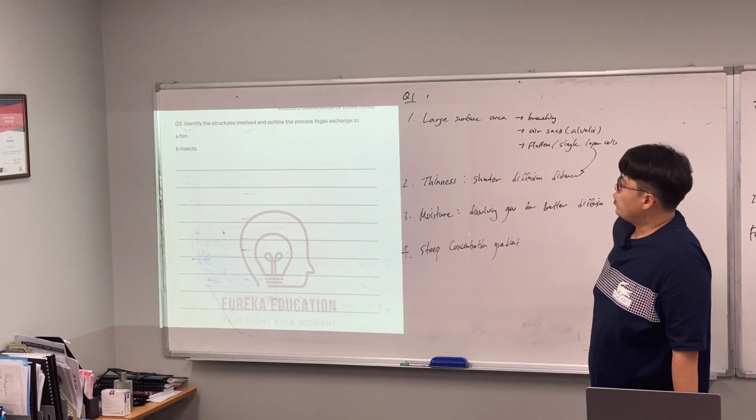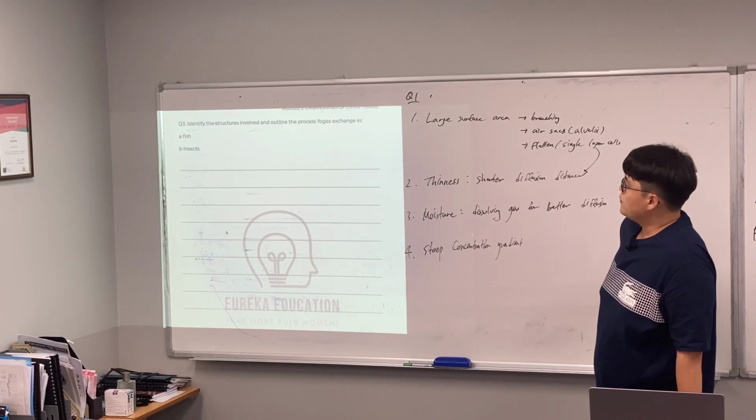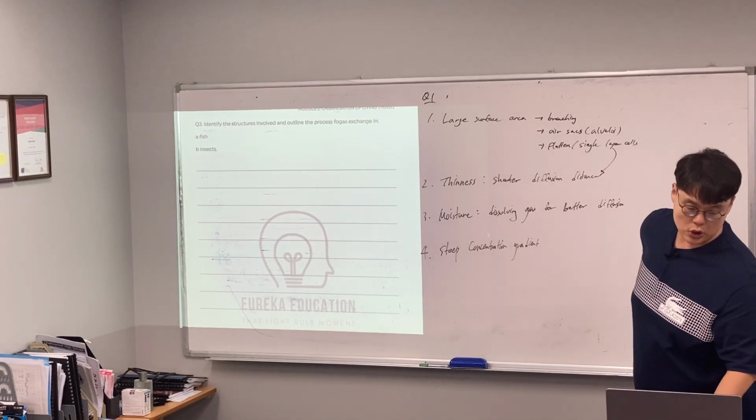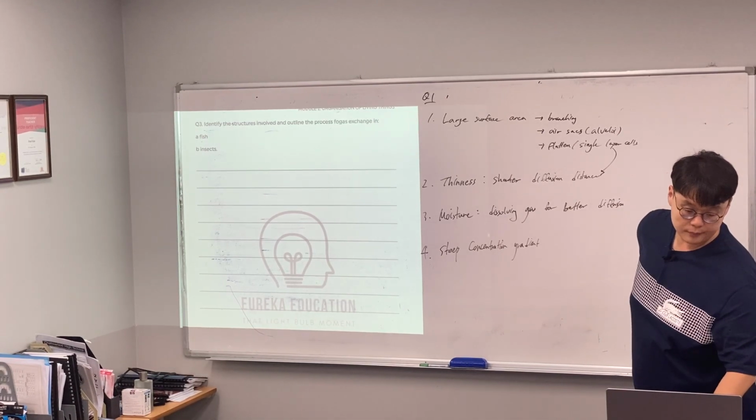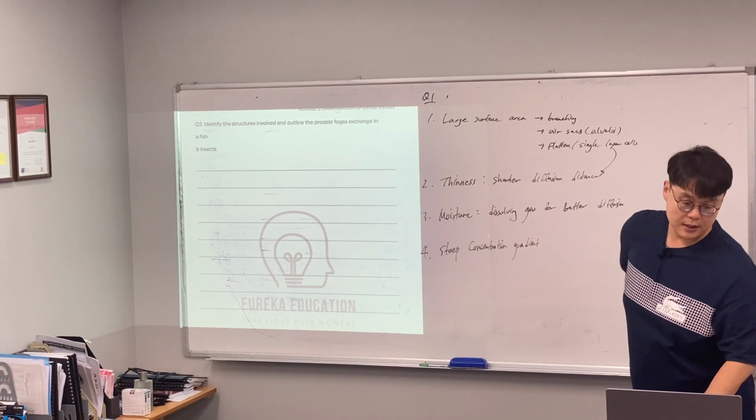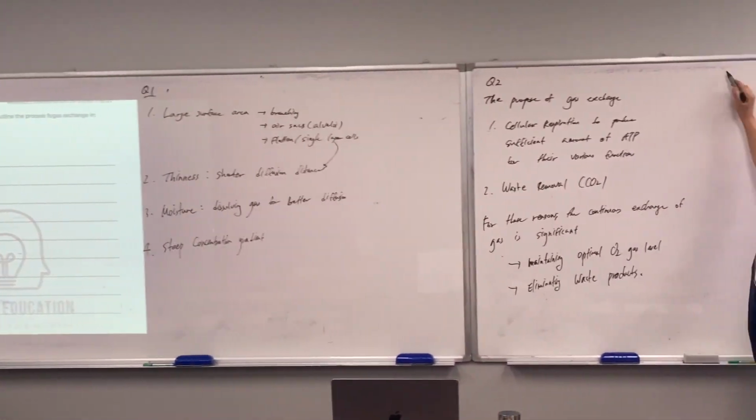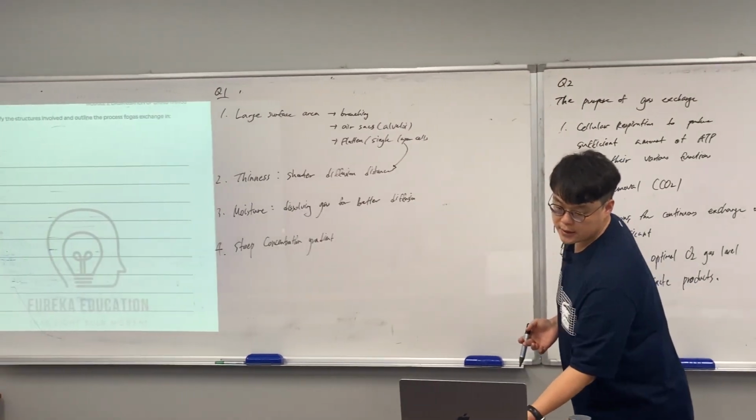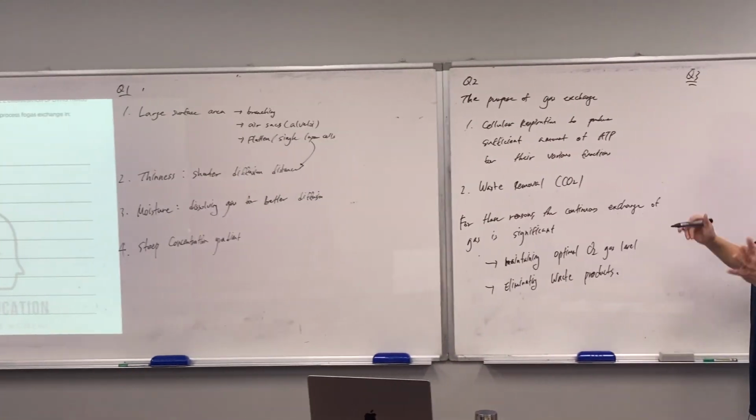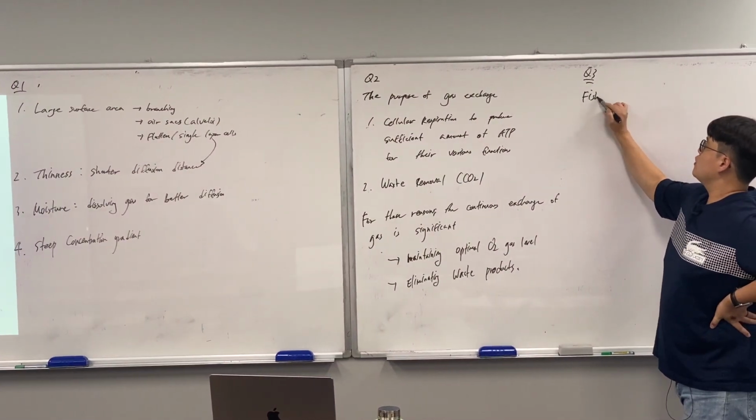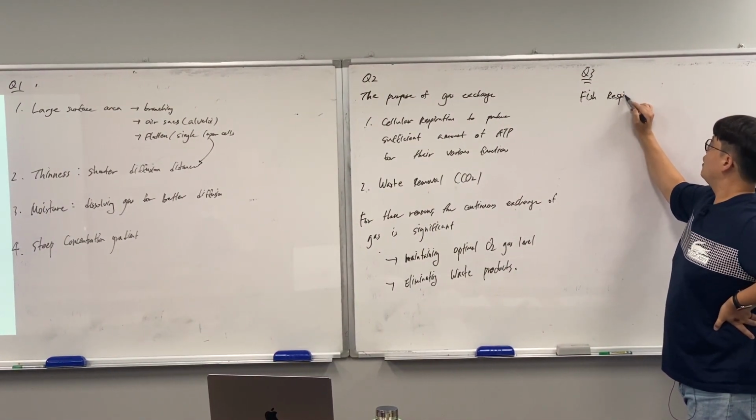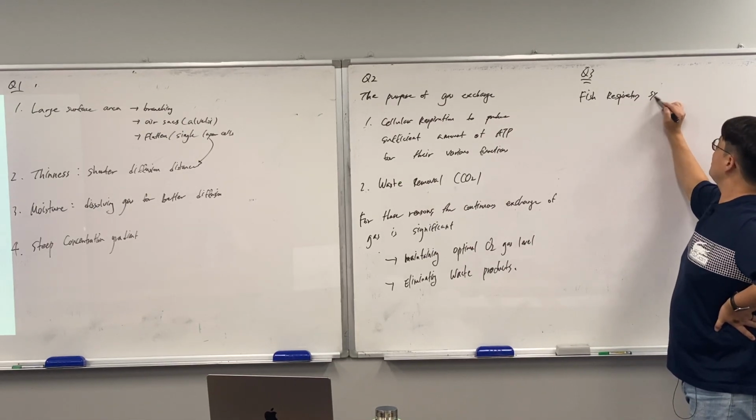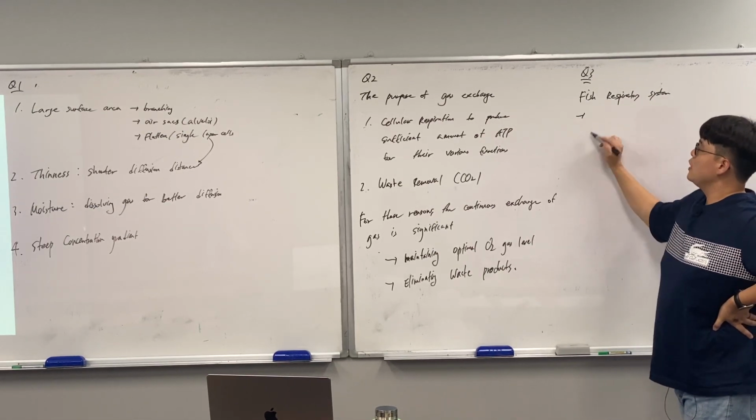Identify the structures involved and outline the process for the type of gas exchange in A, fish, and B, the insect. So let's talk about the fish first of all. Instead of having lungs, they have very specific parts called the gills. So for fish, the respiratory system structures.